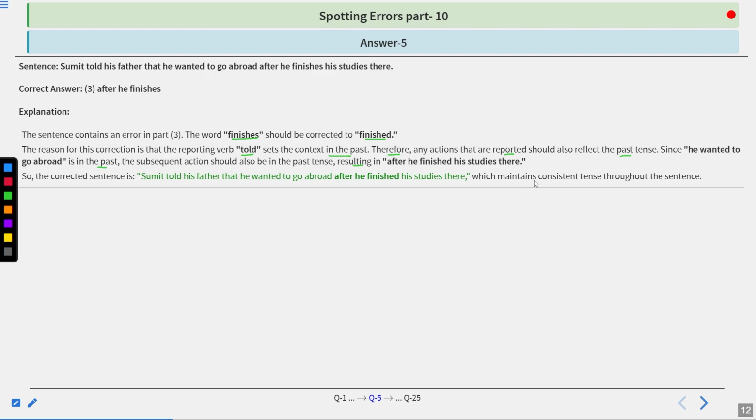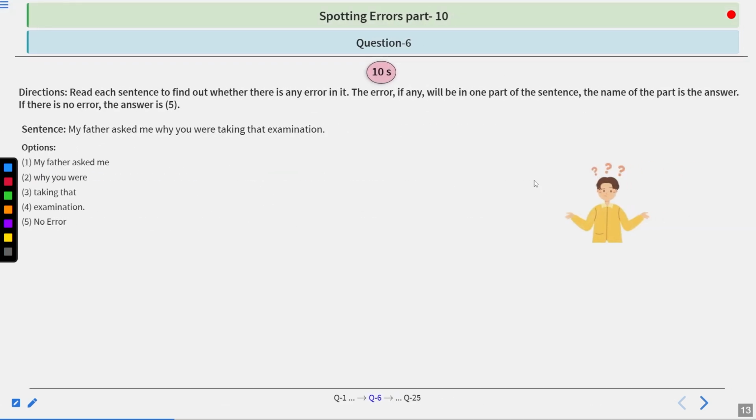Let's move to the next question. The sentence is my father asked me why you were taking that examination. Options are given below, and you have 10 seconds to spot the error.